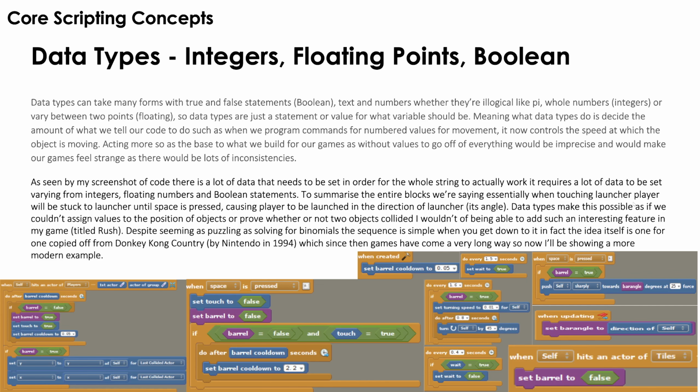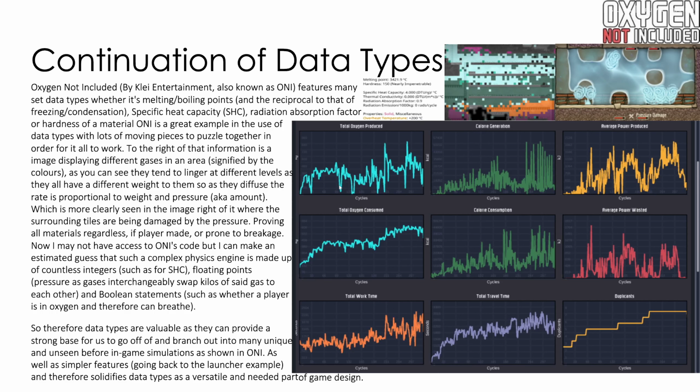Data types make this possible. If we couldn't assign values to the position of objects or prove whether or not two objects collided, I wouldn't have been able to add such an interesting feature in my game titled Rush. Despite seeming as puzzling as solving for my binomials, the sequence is simple when you get down to it. In fact, the idea itself is one for one copied off of Donkey Kong Country by Nintendo in 1994, and since then games have come a very long way. So now I'll be showing a more modern example.